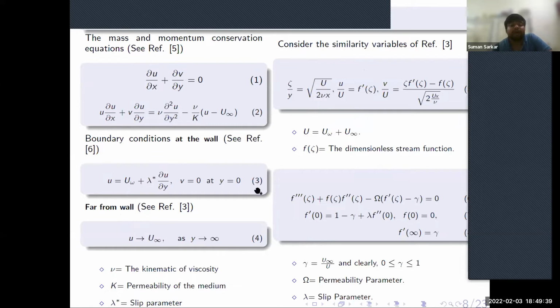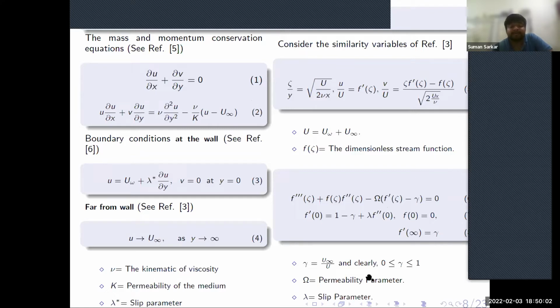Substituting 5 in 1, 2, 3, 4, the governing equations 1, 2 reduce into equation 6, and the boundary conditions 3, 4 reduce into 7, 8. So our aim is to discuss the existence and uniqueness results for the governing equation 6 with boundary conditions 7 and 8.